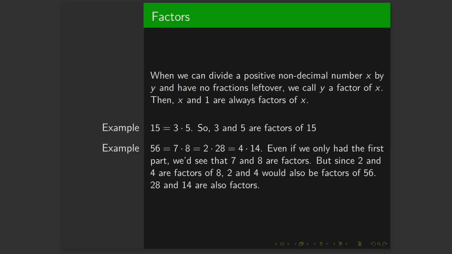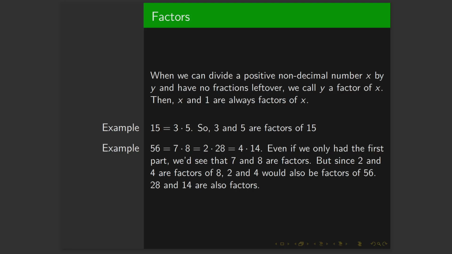We'll be talking about mainly positive non-decimal numbers. These are called natural numbers. We'll talk about that at a later point in time. But the idea is if we can divide a number x by some other number y, then we say that y is a factor of x. So in this case, you can always divide x by x and x by 1. So x and 1 will always be factors.